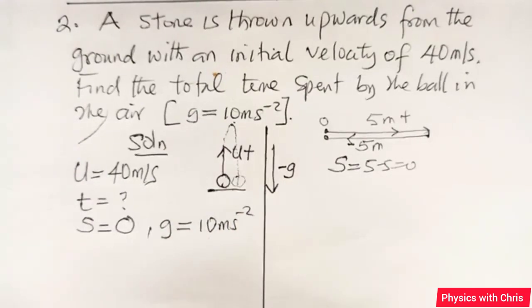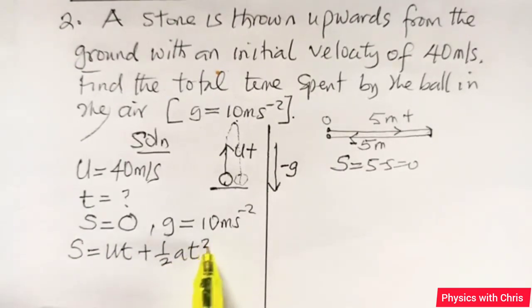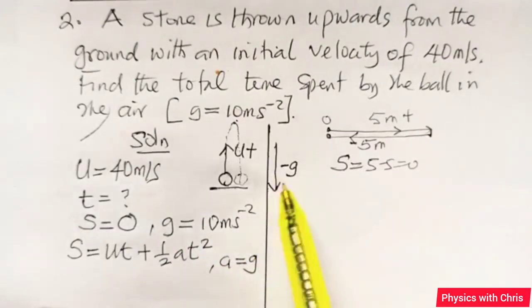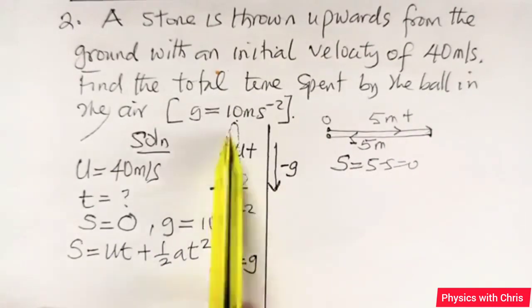That's important that we include that. Now to solve this, we invoke equation 2, that is s equals ut plus half at squared. If I want to modify this equation to suit this problem, I have to take my a as minus g because of the direction of g. G is acting down, and we already used positive for upward direction.